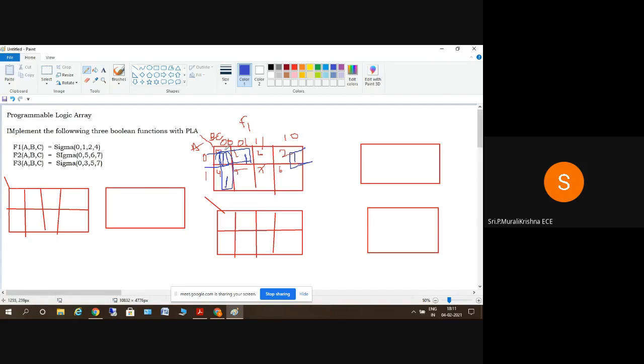So this one is B bar, C bar. And these two, the combination of these two will give A bar, B bar. And the last two will give A bar, C bar. Yeah, A bar, C bar. Okay, so this is F1.